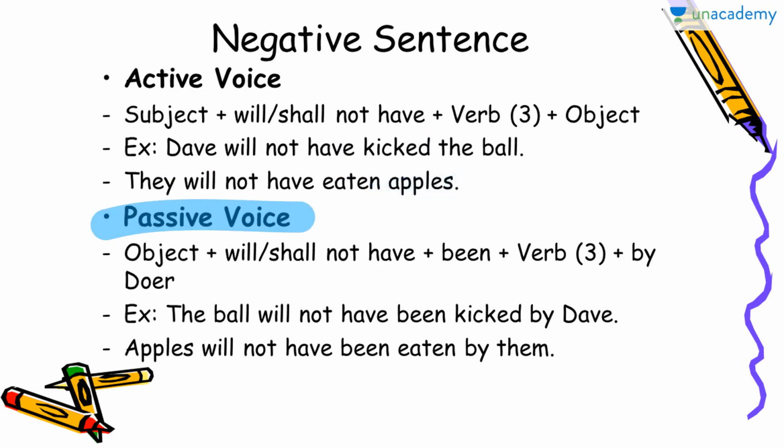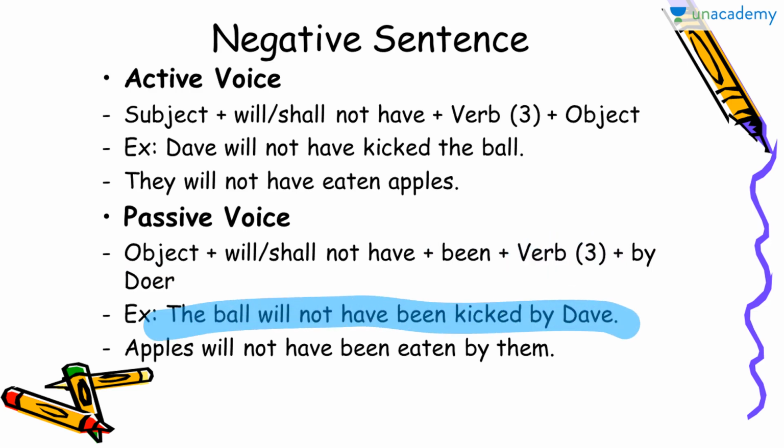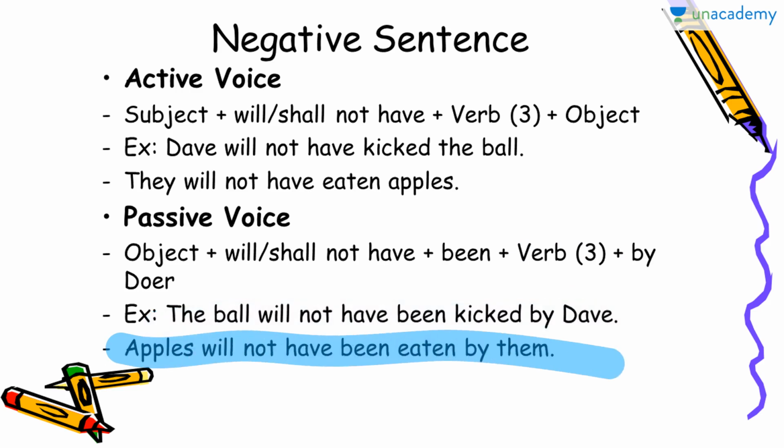In passive voice, sentence will start with the object, the thing about which we are talking, the action is taking place on this thing, then will or shall, then not have, after that been, again an important word, then verb third form, and then by the person who is doing that work. Now one thing to remember is this been will always be placed before the third form of verb. For example, the ball will not have been kicked by Dave. Apples will not have been eaten by them.